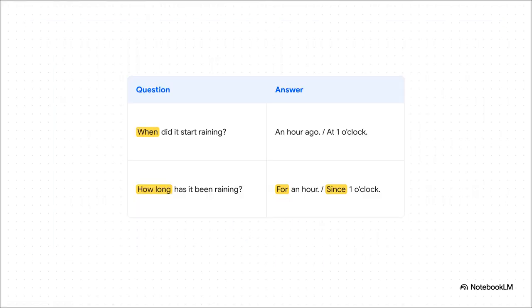And you can totally see how this plays out in a real conversation. If I ask you, when did it start raining, you're going to give me a specific point, an hour ago, or at 1 o'clock. But if I ask, how long has it been raining, well, now your answer has to describe a duration, either with for an hour or by pointing to the start time with since 1 o'clock.